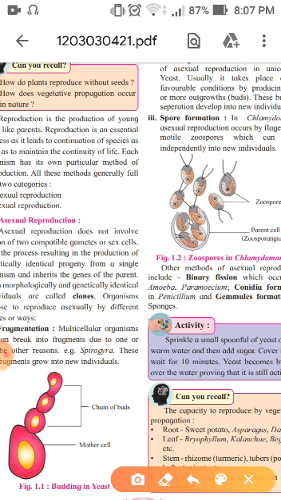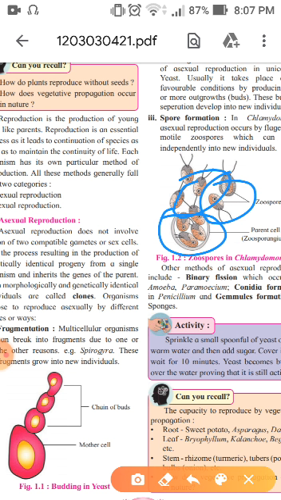For example, zoospores of Chlamydomonas are spores that are formed under unfavorable conditions and exhibit asexual reproduction, and are able to form a new plant. They use their flagella for locomotion. So these are the zoospores, motile and non-motile, which are very useful for asexual reproduction. The structure in which zoospores are contained is known as the sporangium.